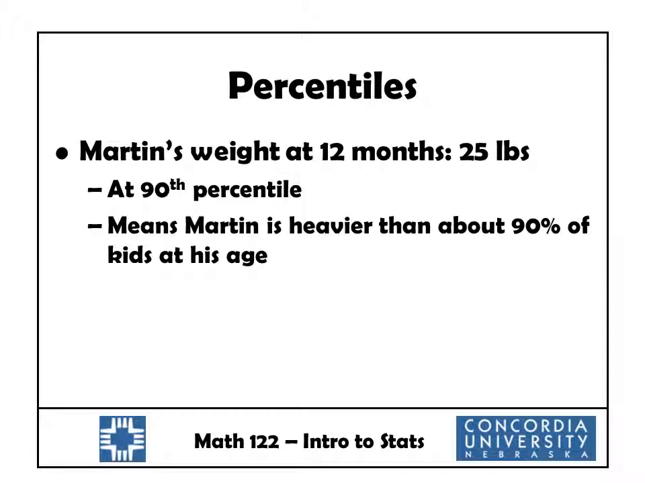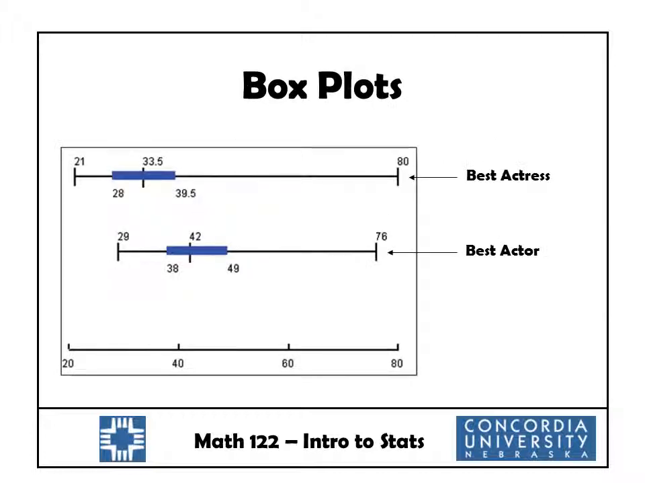Associated with percentiles, we have box plots. A box plot is a graphical description of the 5-number summary. Remember, the 5-number summary starts with the minimum, then the first quartile, which is the 25th percentile, the second quartile, which is the 50th percentile and the same as the median, then the third quartile, which is the 75th percentile, and then the maximum value. Here are 2 box plots that compare 2 different sets of data.